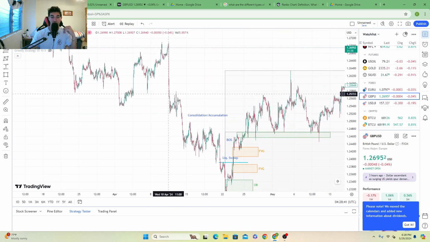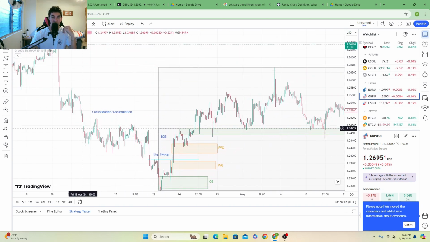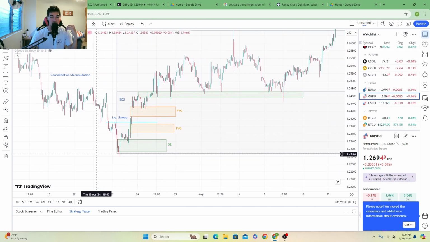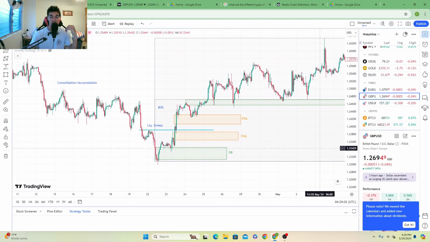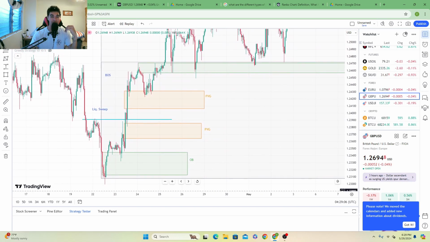But if we were to take a look at the Great British Pound to US dollar on the 1 hour time frame, we would see that we are in a downtrend over here and consolidation and accumulation starts to take place. We then see that manipulation takes over right through here, which is just price taking out liquidity or a liquidity sweep, and that gets formed through here. This liquidity sweep forms two fair value gaps and an order block.